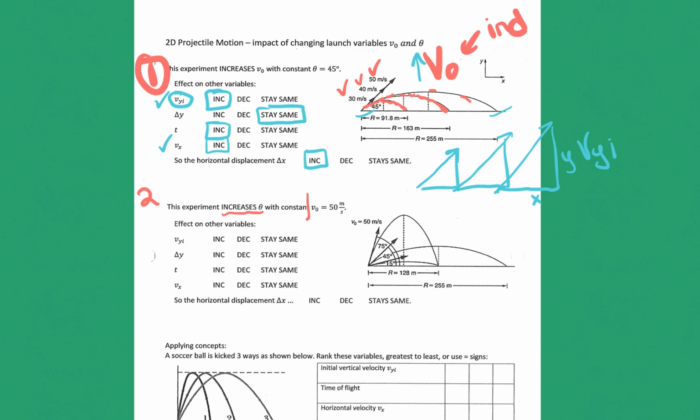The second question was more about the angle, right? Increase the angle, but keep the velocity fixed. That's a little bit of a trickier question. If you increase the angle from 0 to 15 to 45 to 75, those are the 3 options, there's kind of an interesting paradox. The Vy initial starts off very small at low angles and then gets bigger and bigger, so that's a consistent increase. The delta y stays the same because they all land at ground level. The t gets to be larger and larger, and the Vx gets shorter and shorter.